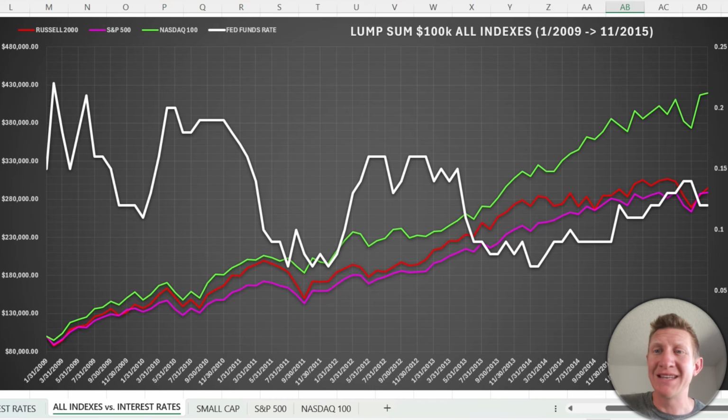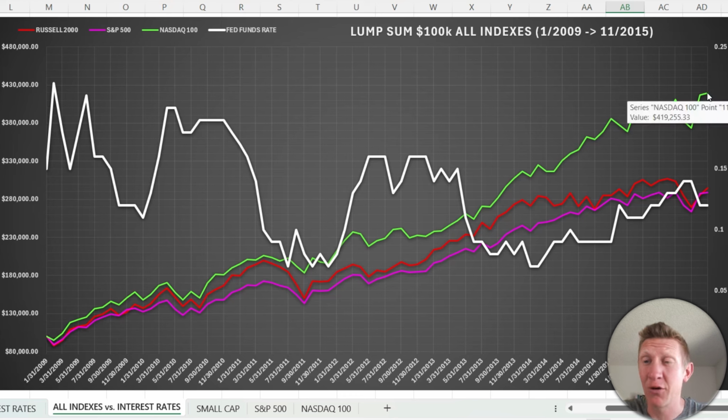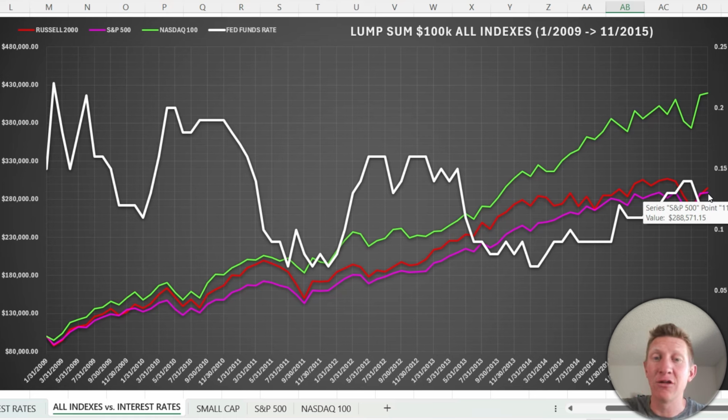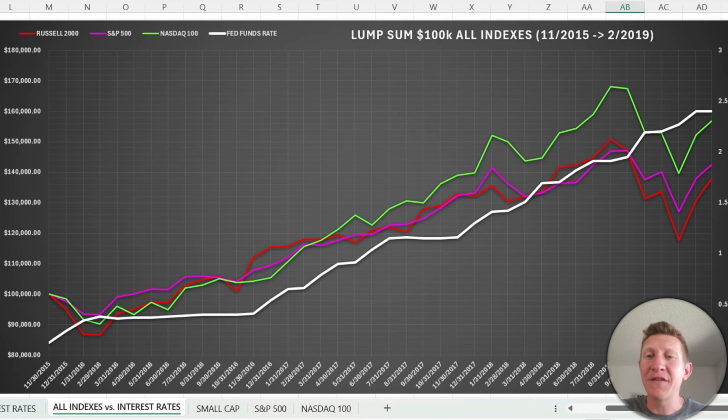Then we've got the time frame January 2009 through November 2015, where interest rates were bouncing around, but really they're bouncing between 0.05 and 0.2, so very low during this time frame. And during this time frame, we see that the NASDAQ 100 was the top performer, going from 100 to 419, whereas the Russell 2000 was actually in second place, going from 100 to nearly 300, and then the S&P 500, 100 to 288. So clearly in a low interest rate environment, all of them do well, particularly the NASDAQ 100.